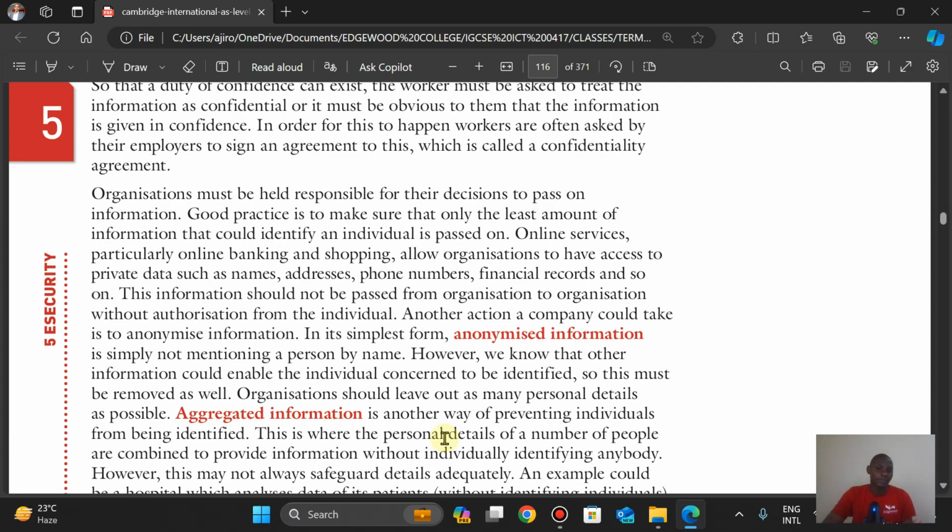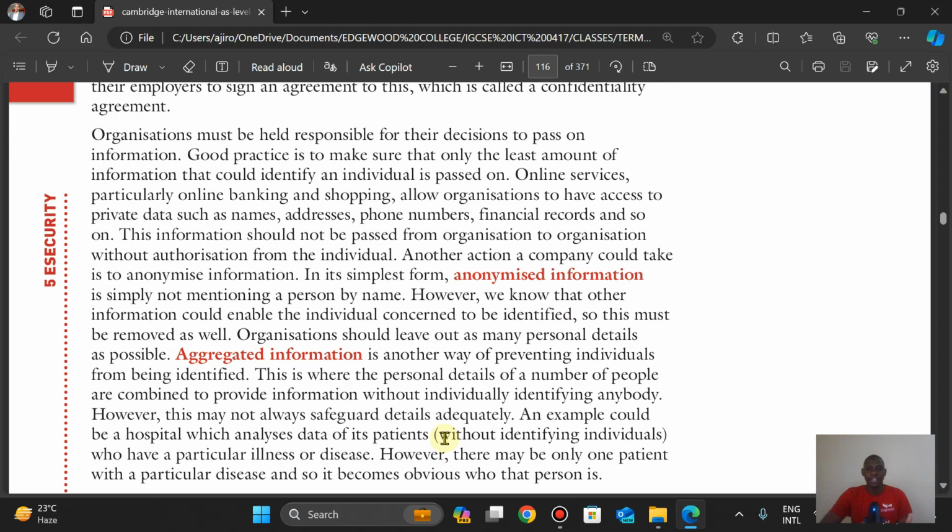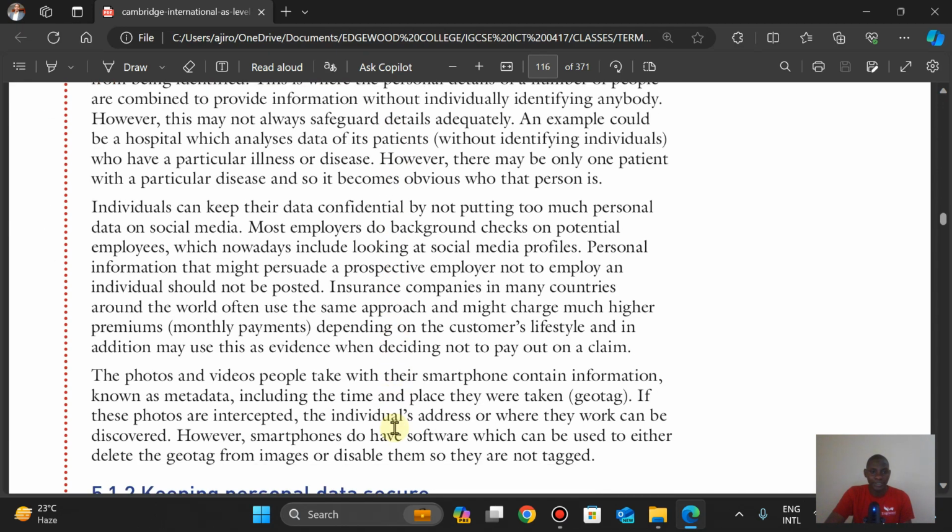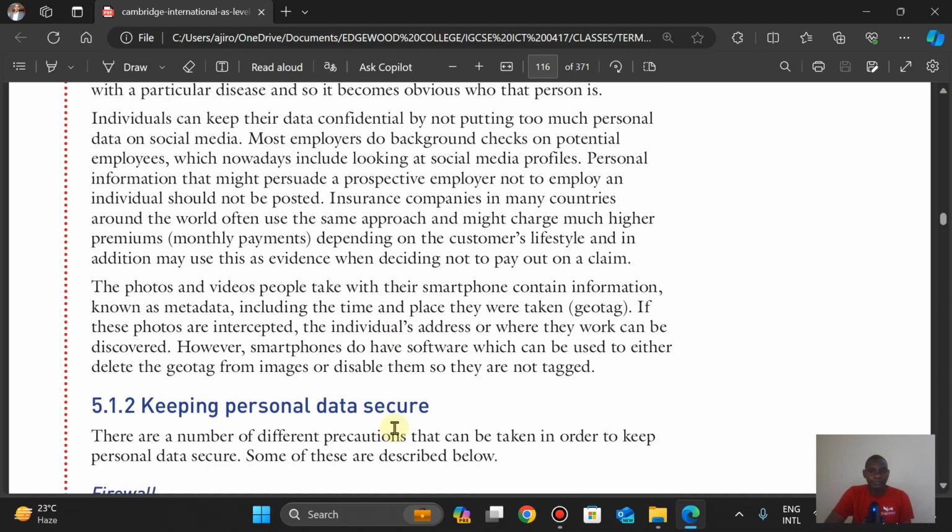Now we talk about aggregated information. It's another way of preventing individuals from being identified. Now this is where the personal details of a number of people are combined to provide information without individually identifying anybody. So these details are combined together. Okay, with this information, you cannot really identify anyone with it. So please, it's very, very important to keep personal data secured.